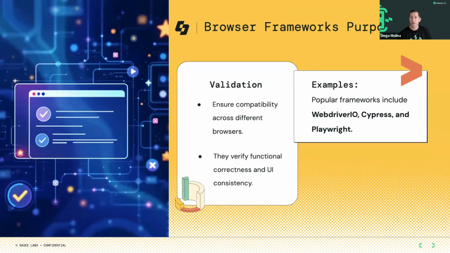The purpose of a browser framework is to help you ensure that your website is being checked and validated across different browsers. This enables you to verify that everything works well. And the most popular frameworks that I know are Cypress, Playwright, and WebDriver.io. In this case, all of them based on JavaScript. I have other examples that I will show later.